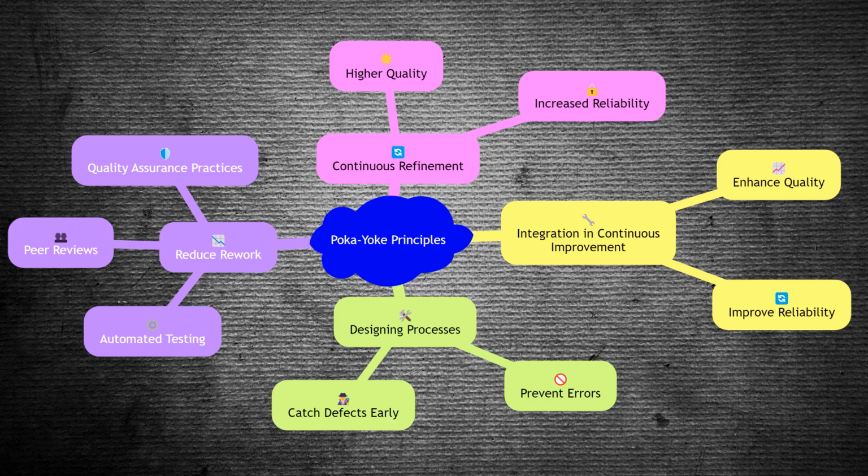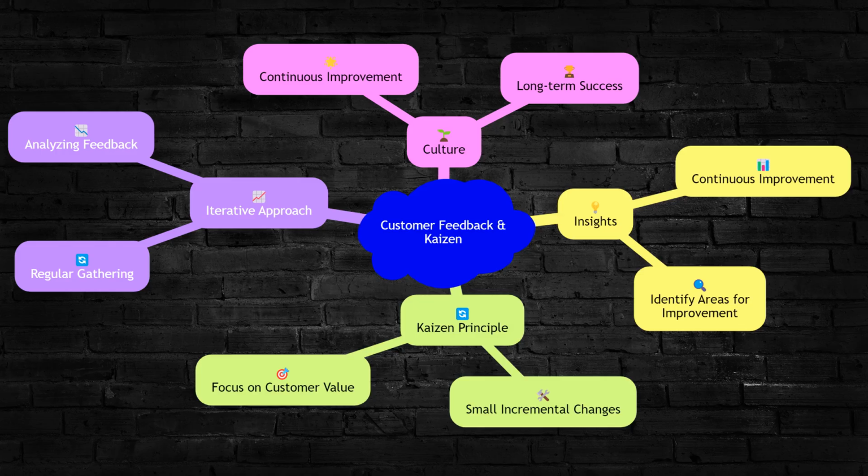their deliverables. Customer feedback is a valuable source of insights for continuous improvement, aligning with the Kaizen principle. By regularly gathering and analyzing feedback, teams can identify areas for improvement and make small, incremental changes to enhance their products and services. This iterative approach ensures that the team is always focused on delivering value to the customer. By integrating customer feedback into their Kaizen practices, teams can create a culture of continuous improvement that drives long-term success.